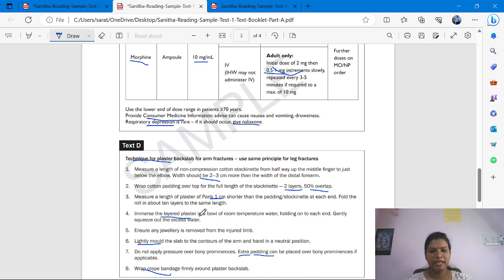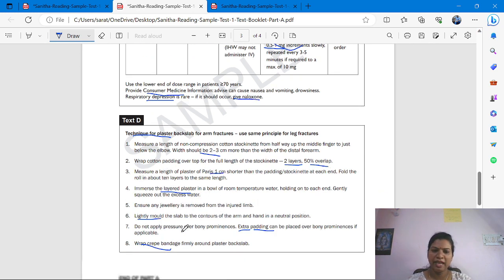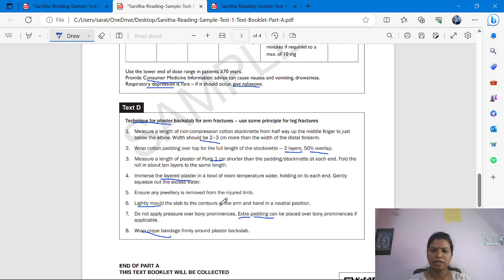They are saying immerse the layered plaster in a bowl of room temperature water, holding on to each end, and gently squeeze out the excess. This is the technique. Ensure any jewelry is removed from the injured limb. Lightly mold the slab to the contours of the arm and hand in a neutral position. Do not apply pressure. Then wrap a crepe bandage firmly around the plaster back slab.